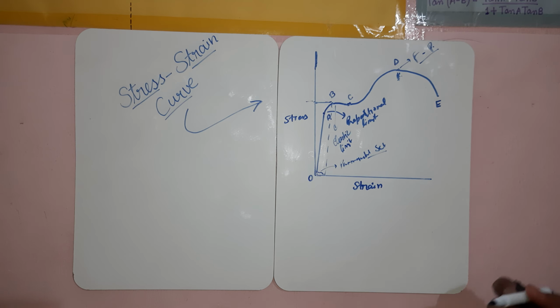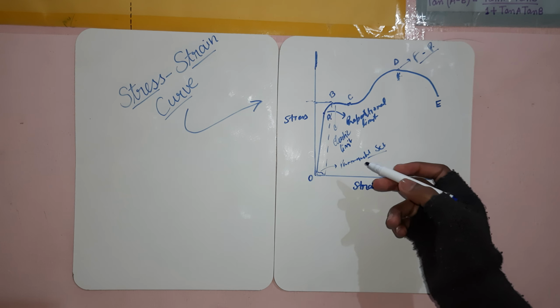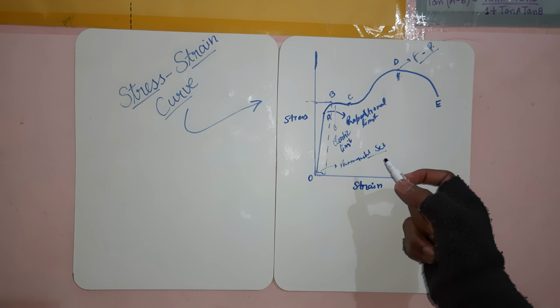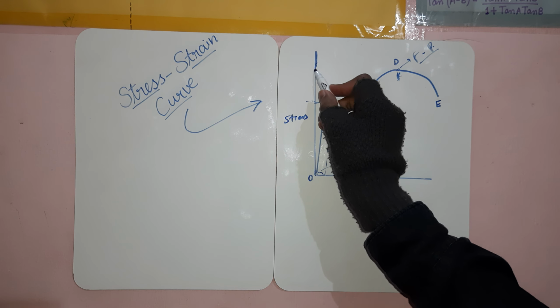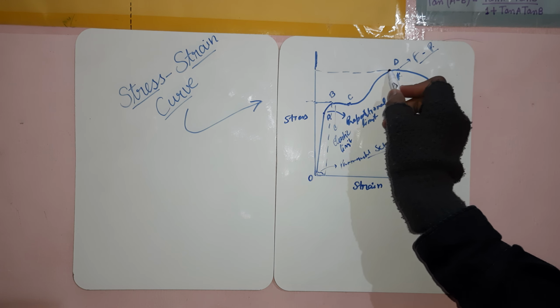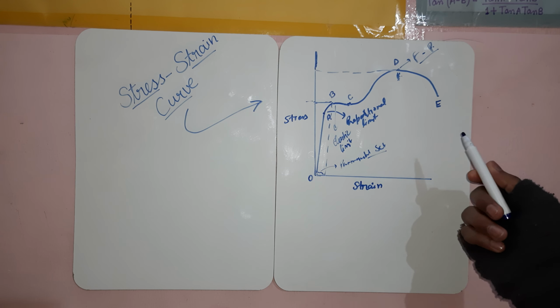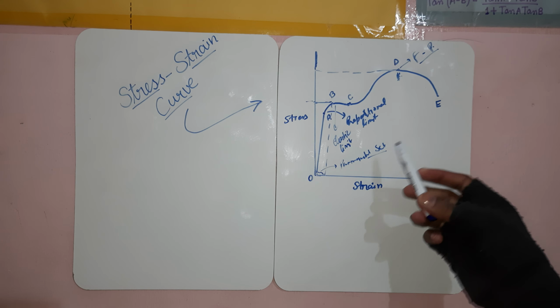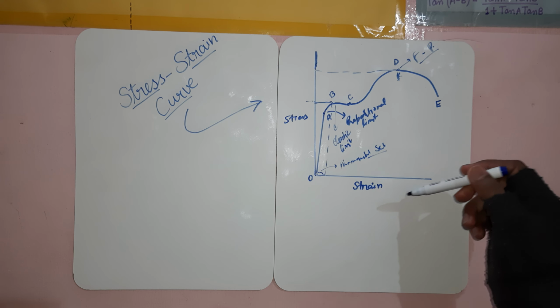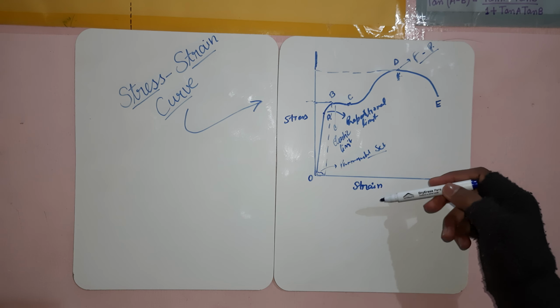The stress corresponding to the breaking point is called the ultimate strength, or the tensile strength of the material. So this is what we have learned in this stress strain curve.